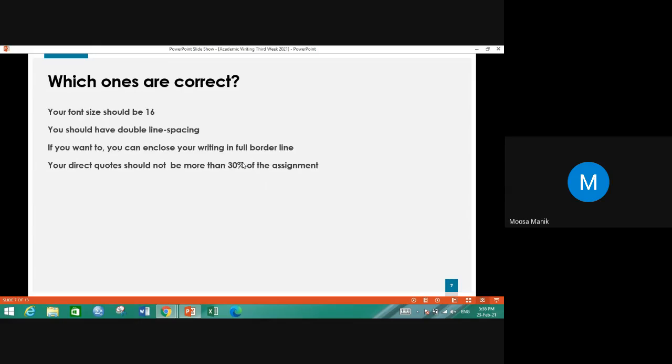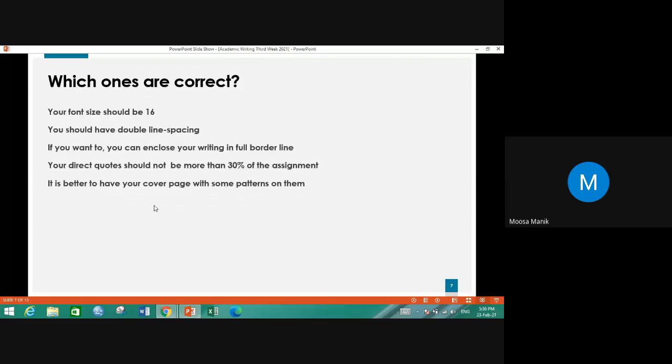But there are some instances where you need to use a direct quote. For example, if you're giving a definition that might be difficult for you to put in your own words, or if something is very important and you find it very difficult to put in your own words, then maybe you could use a direct quote. But it should be not more than 10%.